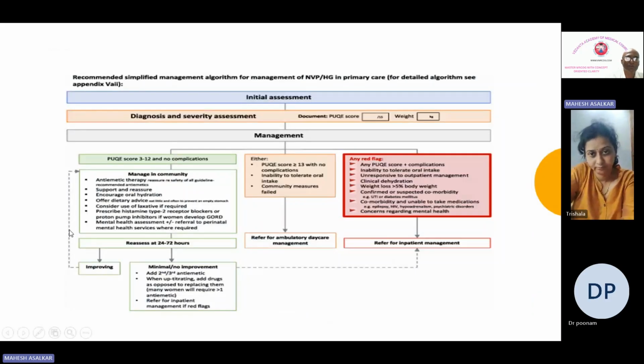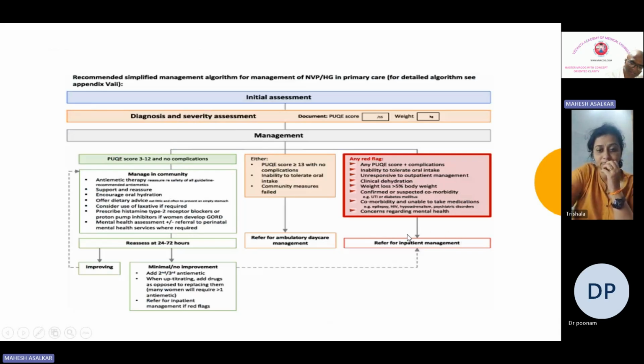And this is the final flow chart in which they are saying which patients are to be managed in the community, then ambulatory management, and then inpatient management. For inpatients, you have to look for the red flags. If the patient has a red flag, the patient goes directly for inpatient management.